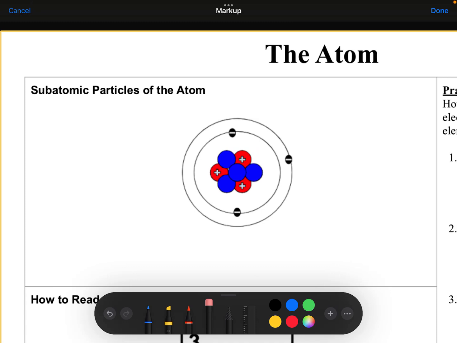Hello everyone. In this video we're going to learn all about the atom and how to calculate the amounts of protons, neutrons, and electrons in atoms. So to talk about what an atom is, we first have to talk about what they are made of. Atoms are made up of three subatomic particles: protons, neutrons, and electrons.